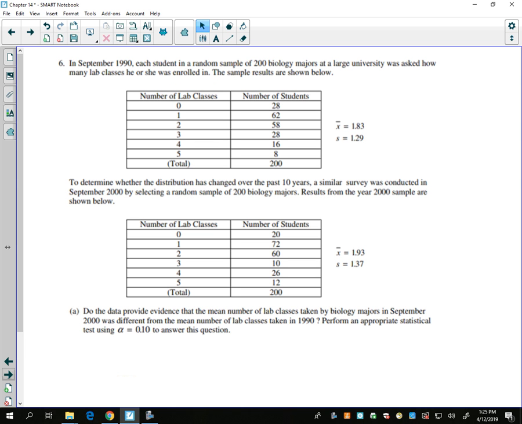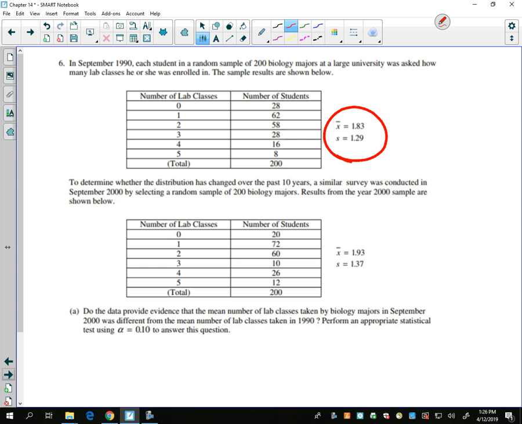So here is the FRQ that I'm going to be going over. It says in September 1990, each student in a random sample of 200 biology majors at a large university was asked how many classes he or she was enrolled in. The sample results are shown below. Here you have the table of the number of classes and then the number of students. To determine whether the distribution has changed over the past years, a very similar survey was conducted in September 2000 by selecting a random sample of 200 biology majors, and results from the 200 sample are shown below. And then you have the number of classes and number of students again.